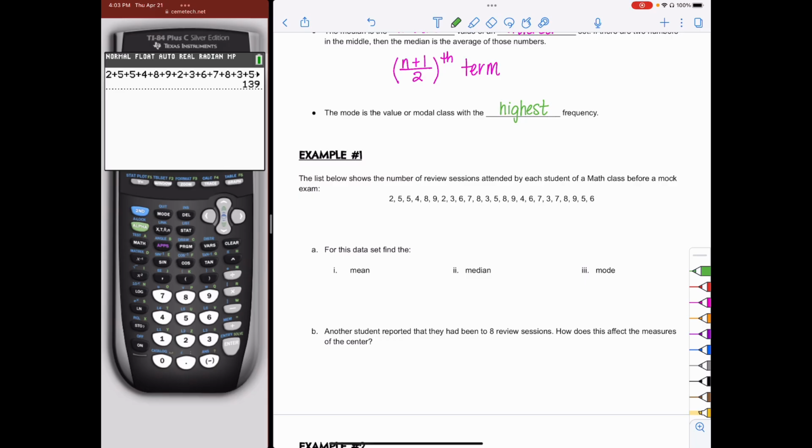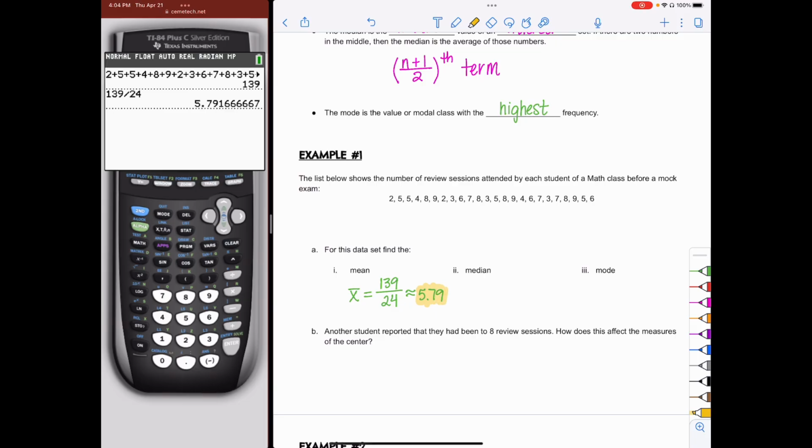So my mean, which we also denote as x bar, is going to be equal to 139 divided by the number of values. Counting them, that's 24 numbers. So that's 139 divided by 24, which is approximately, in 3 significant figures, 5.79. So that is our mean.